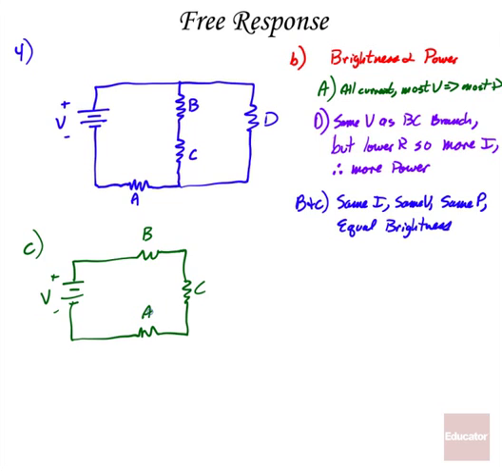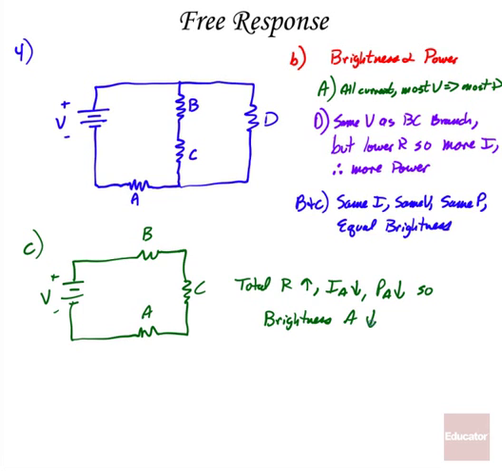Well, what happens here is our total R is going to increase because we don't have this parallel section. So our total current goes down, which means that the current through A, which was the total current, must go down. Our power is therefore going down. Power equals I squared R. So our power through A is going down. So the brightness of A must decrease.